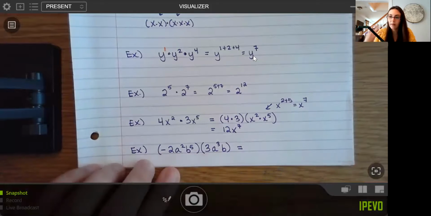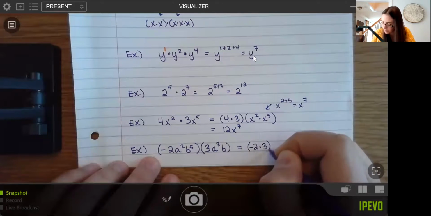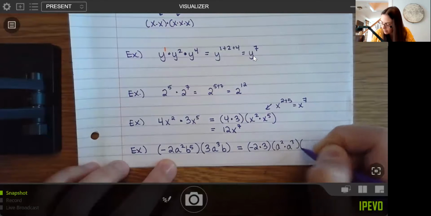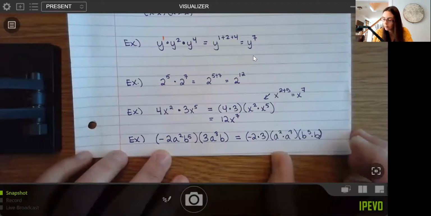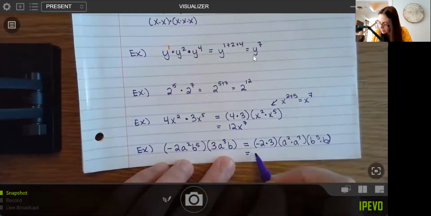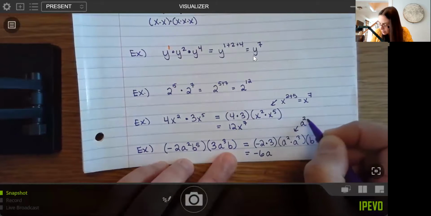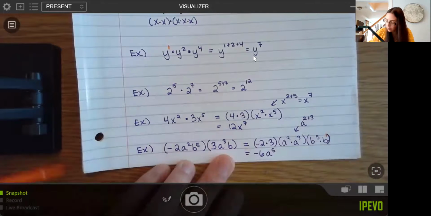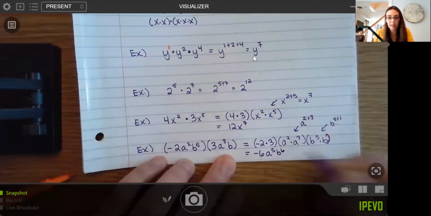So what we do if we have more than one variable and we're trying to use our shortcut is we match up the variables. So for instance, I'm going to do -2 times 3, right? And then my A's are going to be A squared times A cubed. And then my B's is B to the 5th times B. So -2 times 3 is -6. And then for the A's here, I have A to the 2 plus 3, which is 5. And don't forget on that B here, there is a 1 there. So this is going to be B to the 5 plus 1, which is B to the 6.